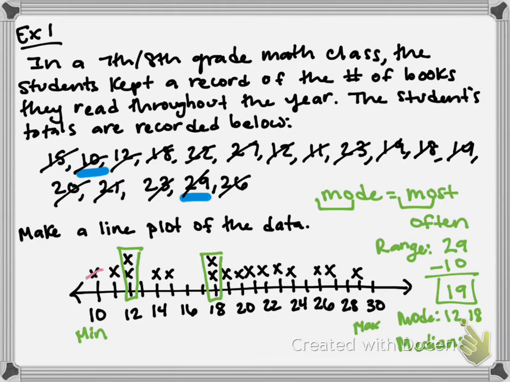So I'm going to cross out my low and my high, low, high, and so on. I'm left with that one, which means my median in this case is 19.